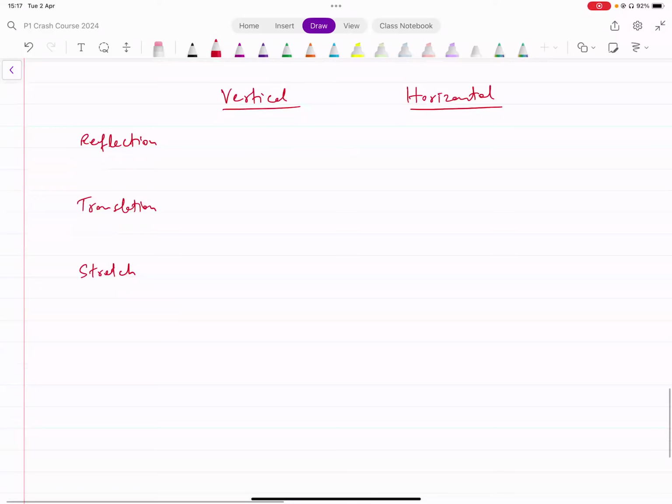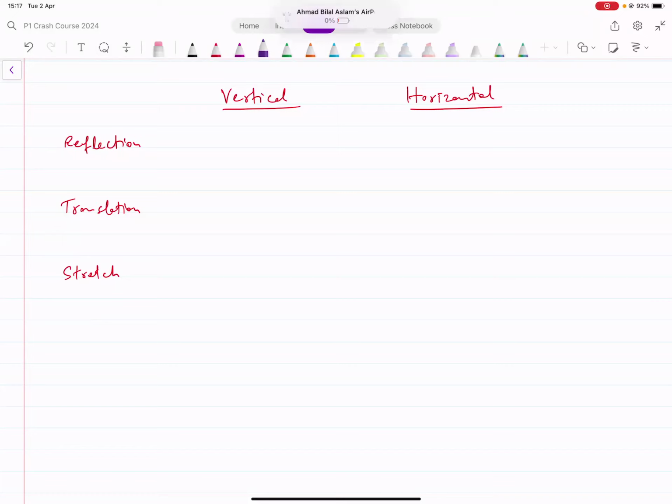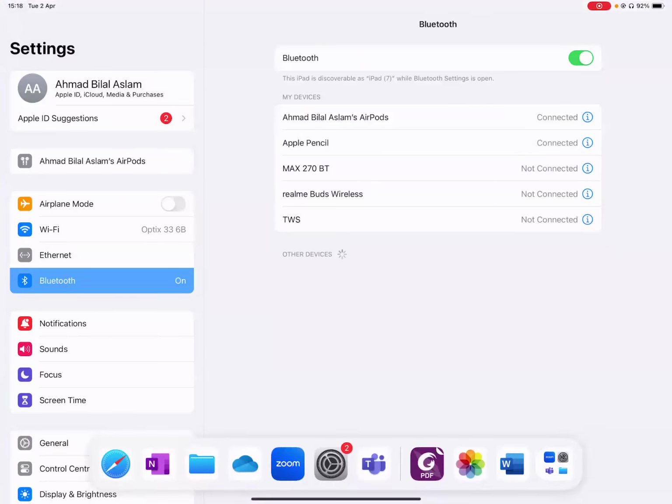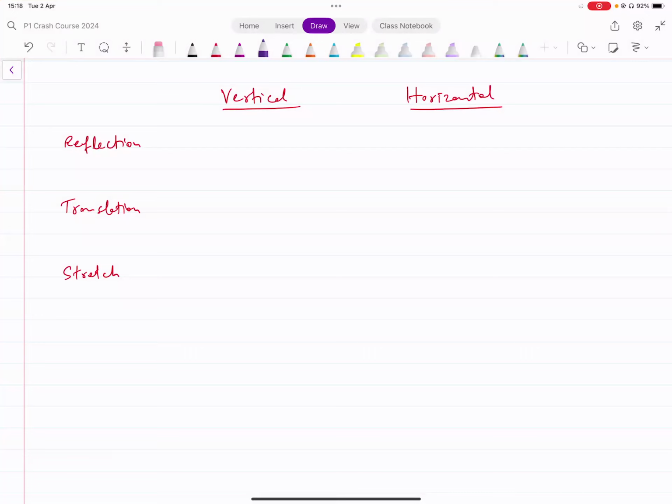Now, using the correct terminology while describing these transformations is extremely important. So let me write down the terminology, the phrases that you will be using to describe these transformations. First of all, we have reflection. How are we going to describe reflection? In order to describe reflection, you would say, if it's a vertical reflection, what does that mean? The graph is moving vertically, upwards or downwards.